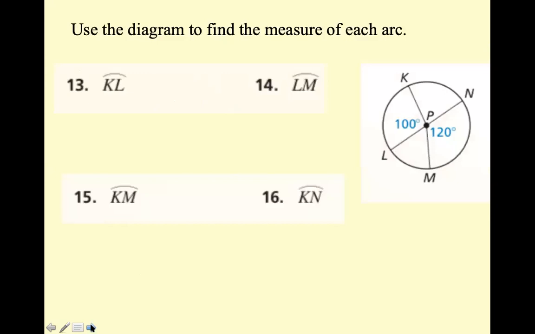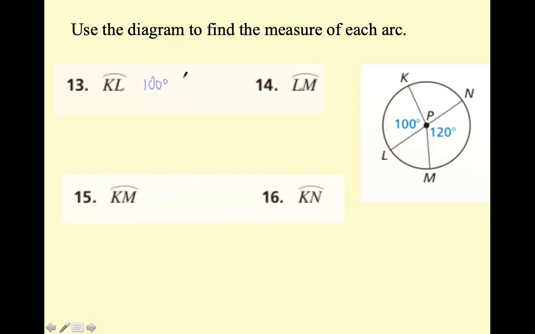This time we're trying to find the measure of each arc. Again, be sure to try these on your own before you just copy them down from here. So the first one, I want to find the measure of arc KL, this arc right here. So again, in this unit, remember, we were looking at central angles. So I have a central angle measure of 100, which means its intercepted arc is also 100. So KL is going to have a measure of 100.